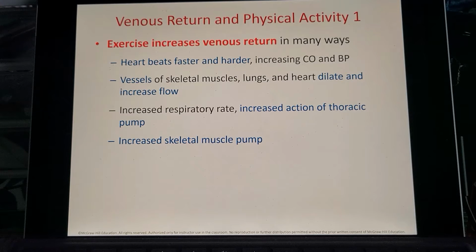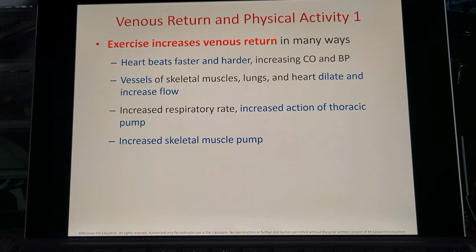So one way to activate these different methods of returning blood back to the heart is using exercise. So increase in activity causes your heart to beat faster and harder. So there's more CO, which means cardiac output, so more blood flowing out of the heart, and increased blood pressure at your arterial end. So that greater difference in blood pressure is going to move your blood even faster because of the greater pressure difference.